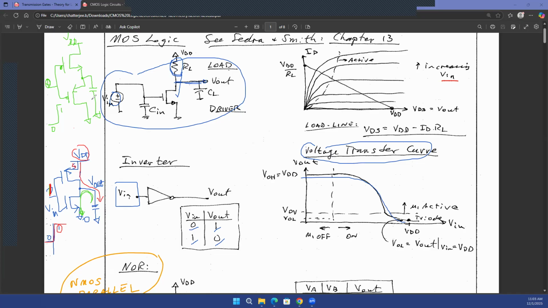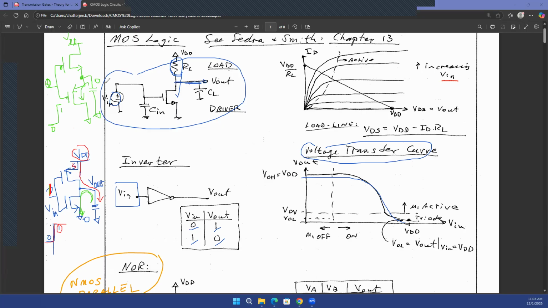Because the source to gate voltage for the PMOS could be a positive quantity if this capacitor is charged. If this capacitor is already charged to something, this point's voltage is going to be high, whereas the gate is going to be lower. So your VSG for the PMOS is going to be positive. Let's say it's higher than the threshold voltage. In that case, the capacitor will discharge through the PMOS. So if your input is 0, your output at some point will become 0.